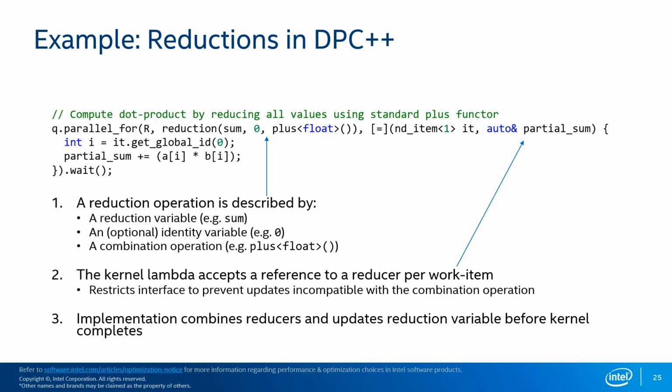The kernel lambda must also take an extra argument, a reducer variable for each work item. In this example, we call it partial sum and use it to accumulate the partial results of the dot product. The implementation will then combine the reducers and store the final result in the reduction variable sum before the kernel completes. Note that a kernel can accept any number of reduction objects.